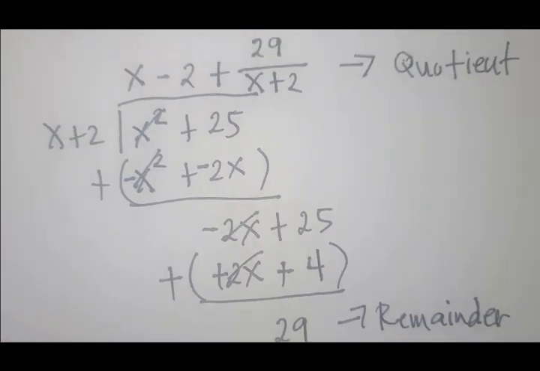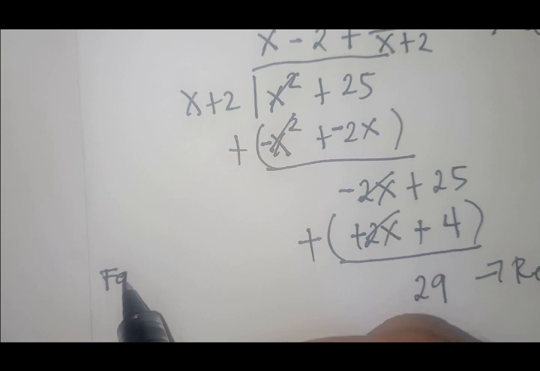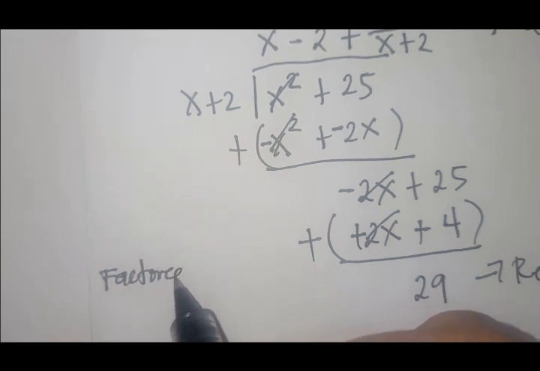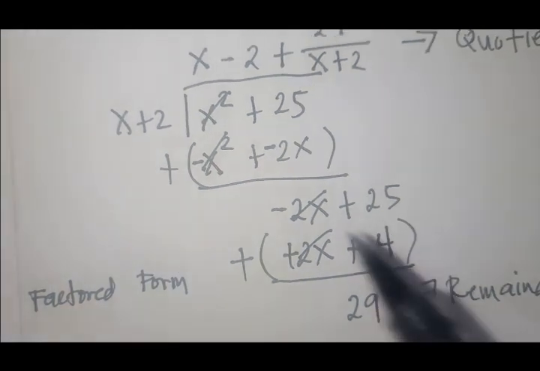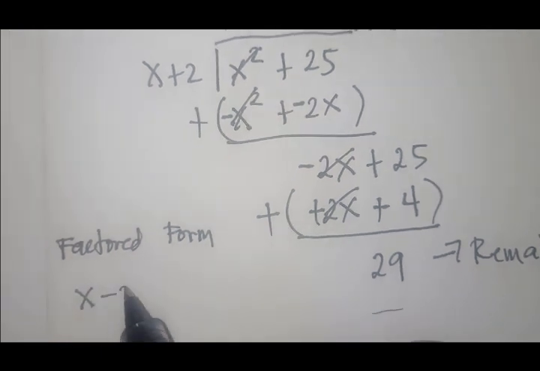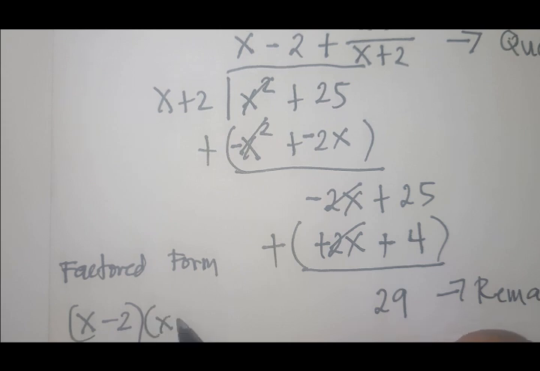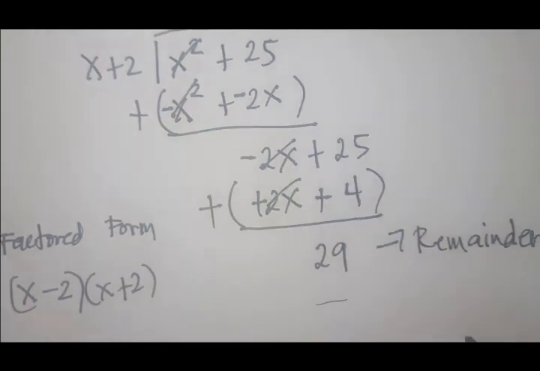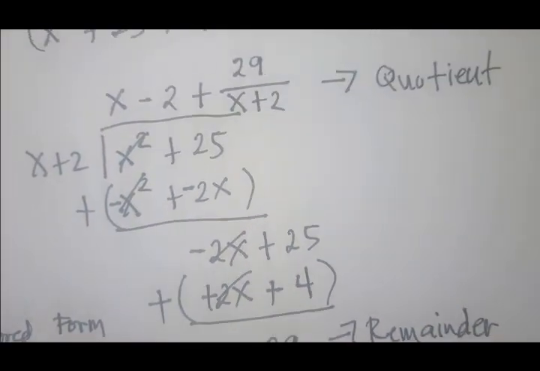Okay. So how about the factored form? So the factored form will be your main quotient, which is x minus 2, your divisor, which is x plus 2. Of course, i-add natin yung remainder na nakuha natin. So, this will be the factored form. Okay?